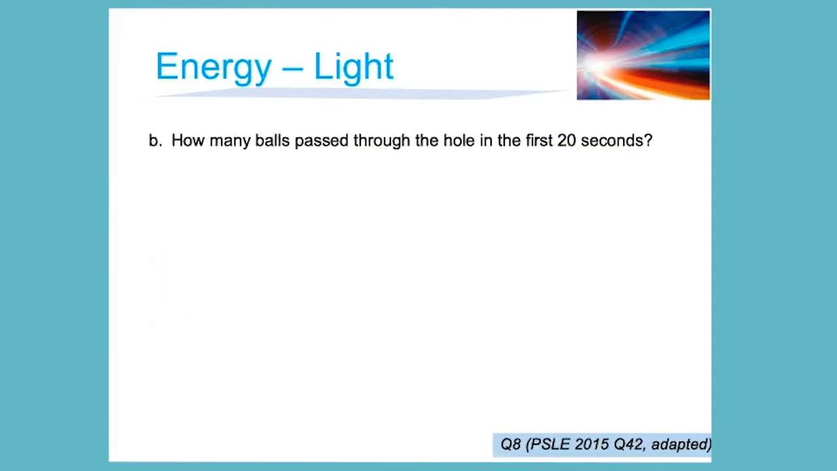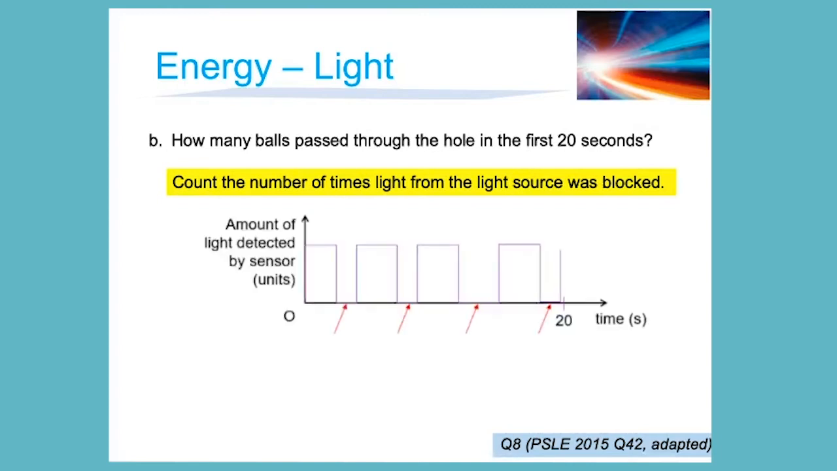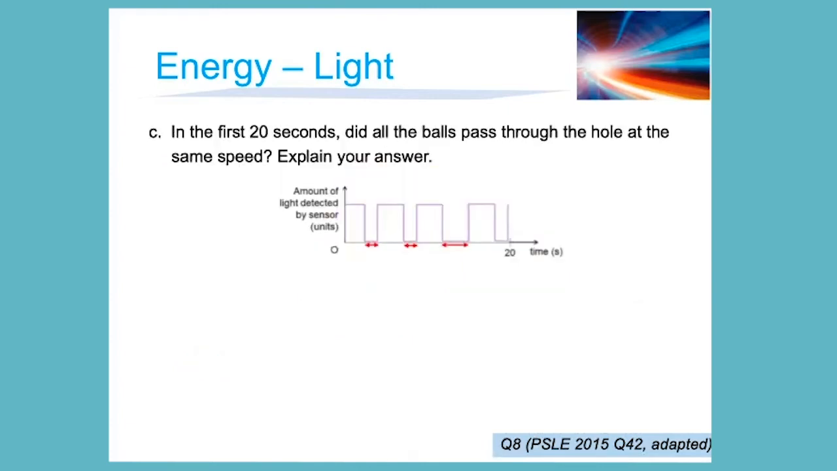Okay? So how many balls pass through the hole in the first 20 seconds? We just need to count the number of times that the light source was blocked, or rather the number of times the light sensor detected 0 light. If you look down here, 0 light, 0 light, 0 light, 0 light. So how many balls will pass through? Probably 4, and that gives you the marks. Just state correctly. Okay? So in the first 20 seconds, did all the balls pass through the hole at the same speed? And then explain your answer.